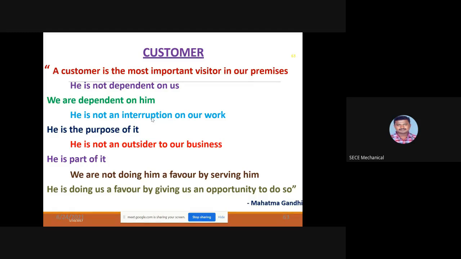We think we should maintain a good relationship, and we should always be ready to listen to the customer's wants and requirements, and any kind of negative feedback we should also consider. And next, he is part of it, and we are not doing him a favor by serving him; the customer is doing us a favor by giving us an opportunity to do so. These words were said by Mahatma Gandhi.